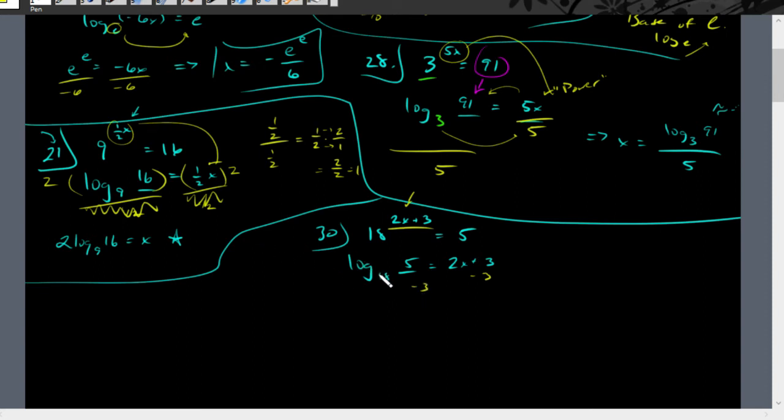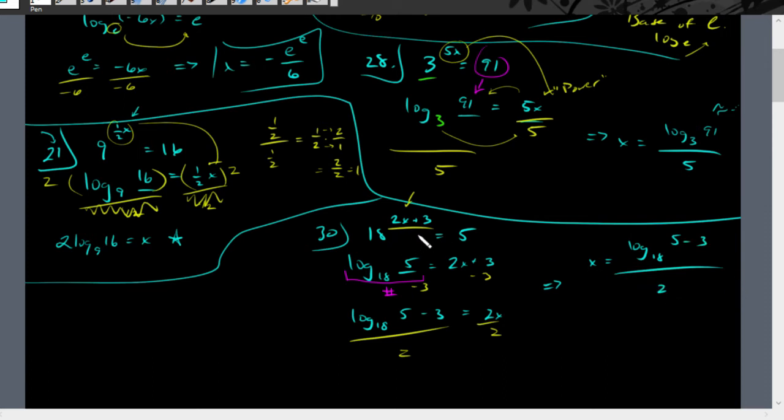Now this is not log base 18 of 2, right? This whole thing is a single quantity. That's like a single number. So it's that number minus 3. So that's the way you got to think about it. So it's log base 18 of 5 minus 3 equals 2x. And now you just divide by 2. And you're going to get x is equal to log base 18 of 5 minus 3 over 2, all over 2. All right, there's number 30.